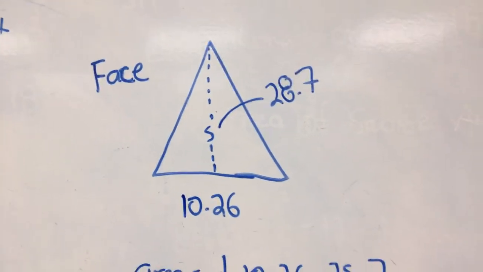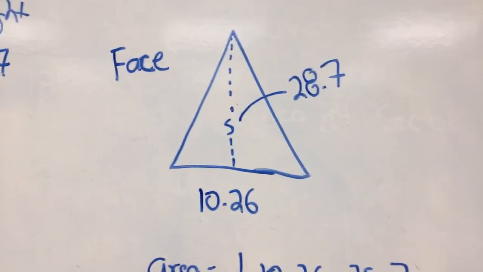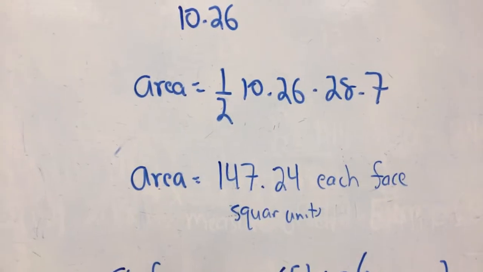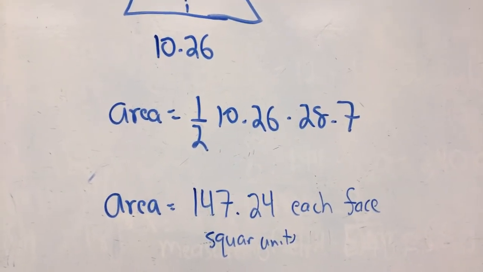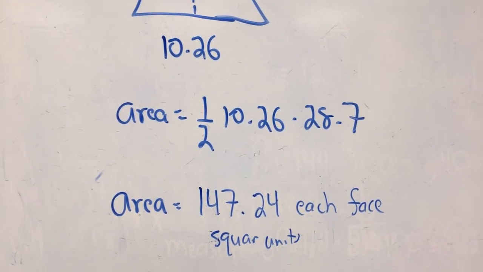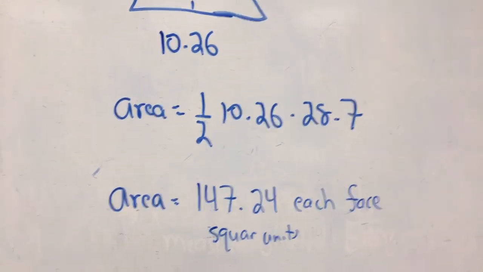know my height. Well, I can find the area of a triangle, 1/2 base times height, and the area of each face is 147.24 square units, approximately. Pretty doggone close.